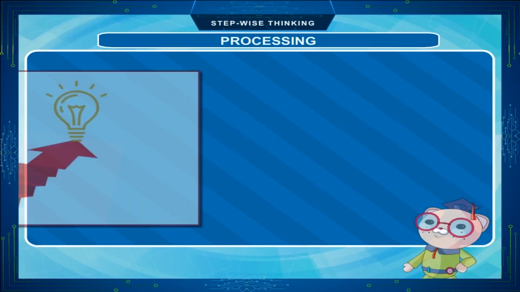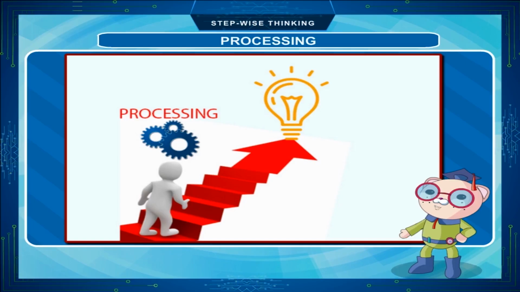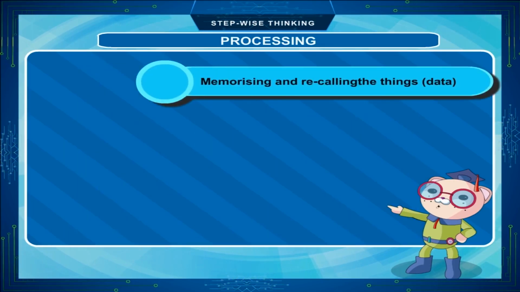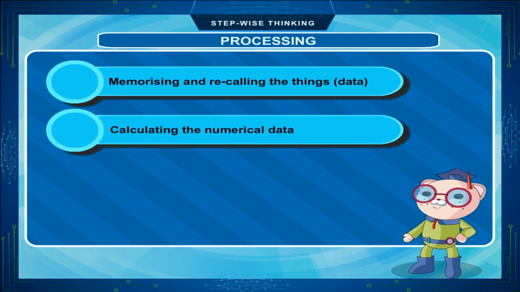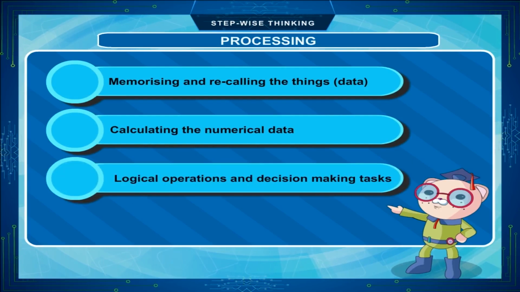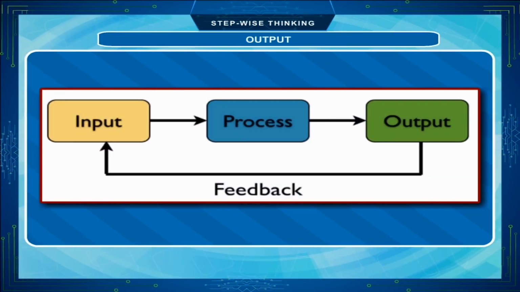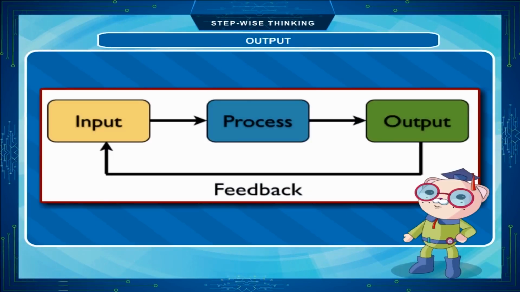Processing. Processing is the main step in thinking work. There are basically 3 types of work in processing: memorizing and recalling the things or data, calculating the numerical data, logical operations and decision-making tasks. Output. Finally, the result is served to the user. This final result is called output.